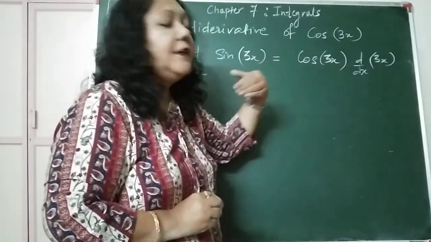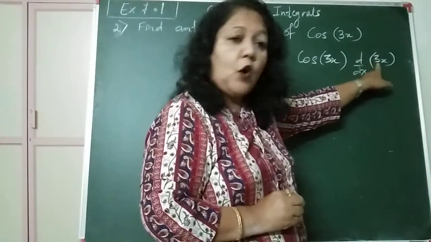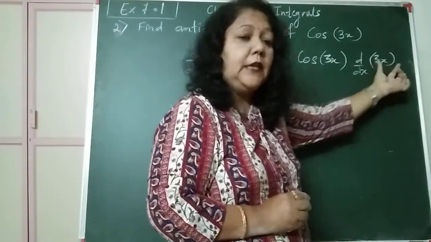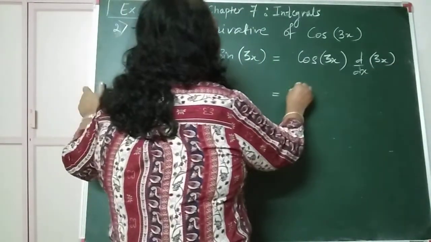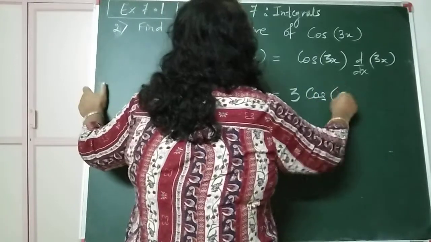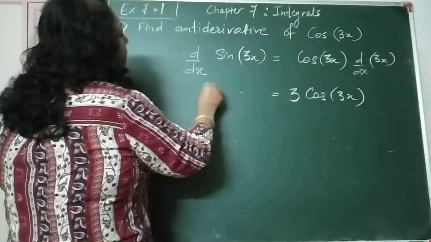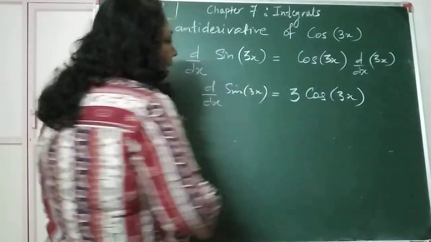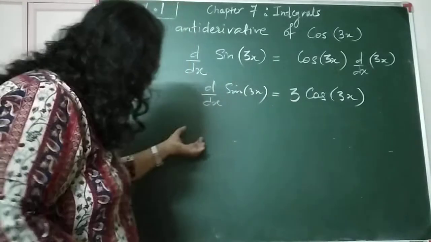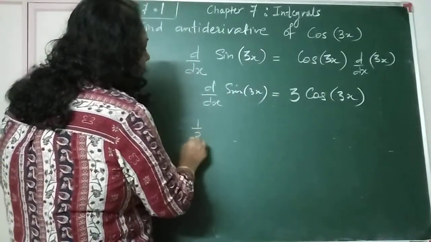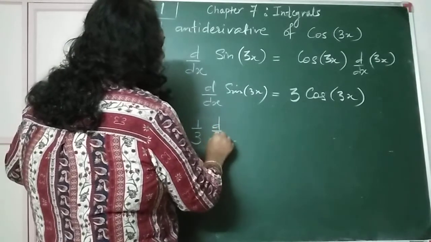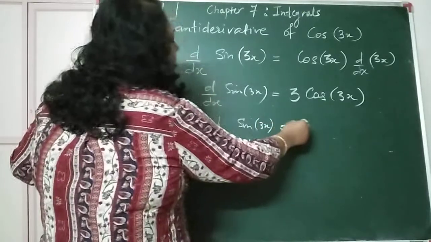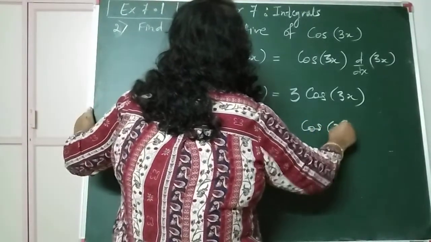So now, what was the differentiation of 3x? 3 is a constant and d by dx of x is 1. So the answer for this bracket is 3. So therefore, next step I will write here 3 cos of 3x. This is what it is, d by dx of sine of 3x. Now this 3, I'll cross multiply and bring it down. So 1 upon 3 into d by dx of sine of 3x is equal to cos of 3x.